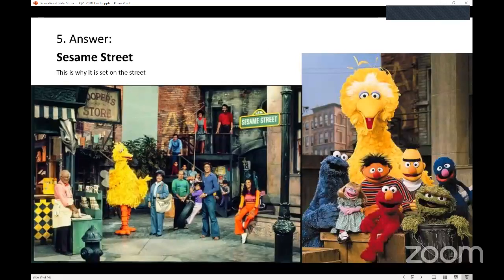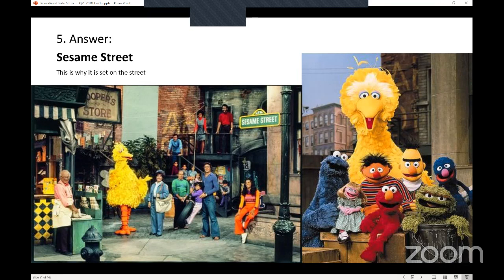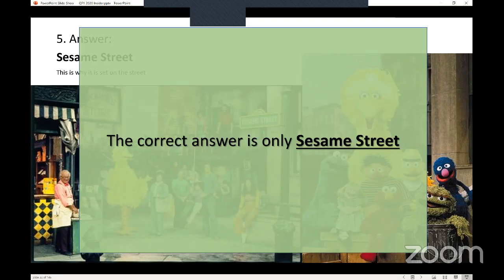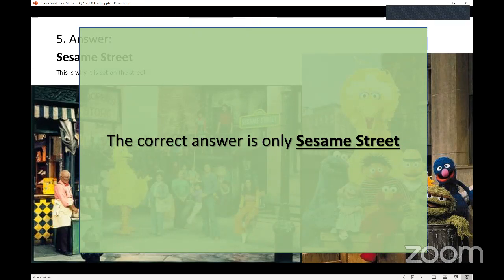So he initially had the idea of using Muppets and so on, but the reason why it's set in a street, and you can see corner shops and the trash can, which is where this guy is, and then all the settings, is inspired from this. And the correct answer is only Sesame Street. So if you've written Sesame Street, then give yourself 1 point or mark yourself correct. If you've written some Indian version of Sesame Street, I forgot what it's called, some Gully Gully Sim Sim or something, then also you get points, but nothing else.